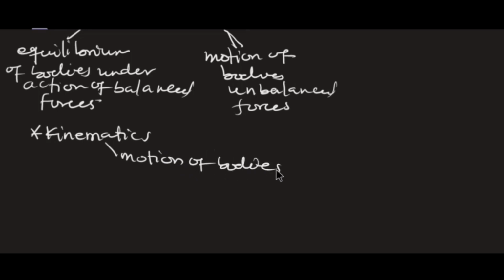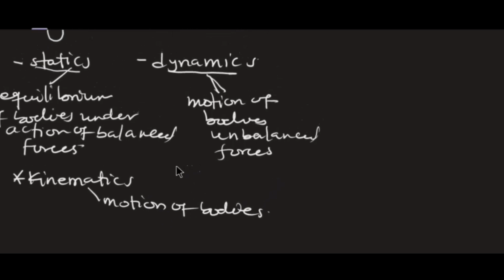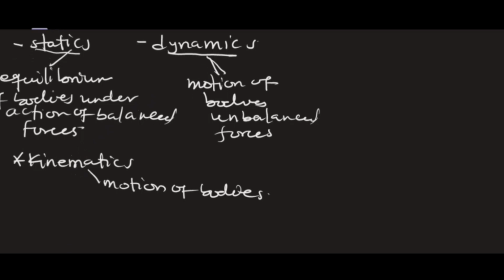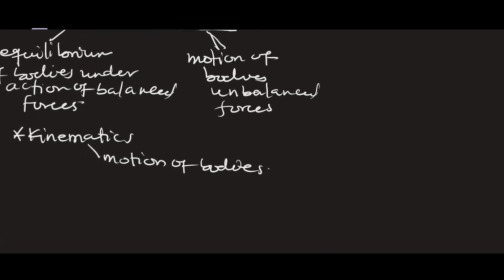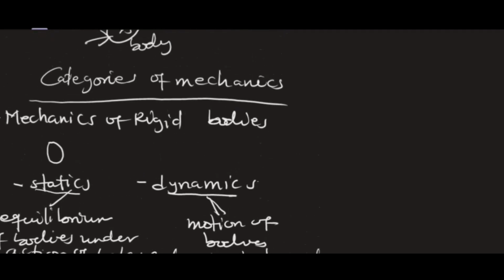So kinematics is under dynamics. We have statics, then you have dynamics. So under dynamics, we have what we call kinematics. That is one branch of dynamics. So you can really see the architecture. Let's see, we started from mechanics.